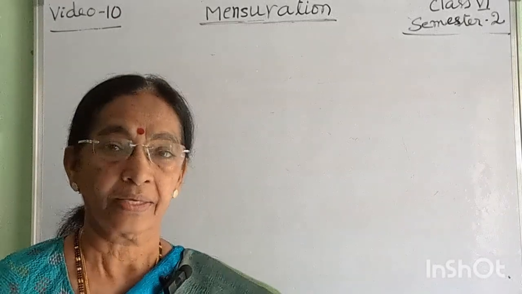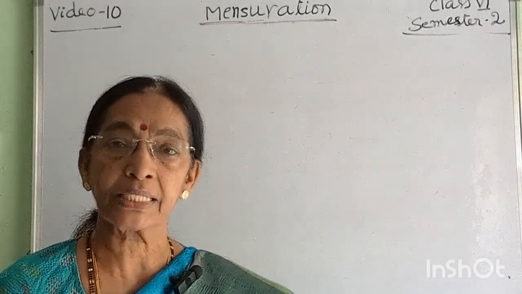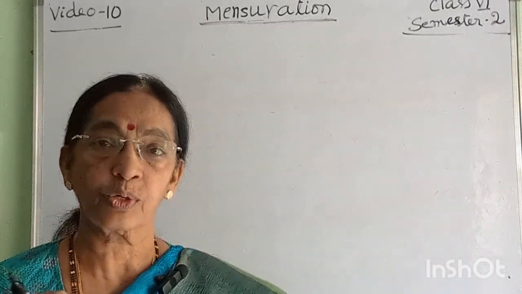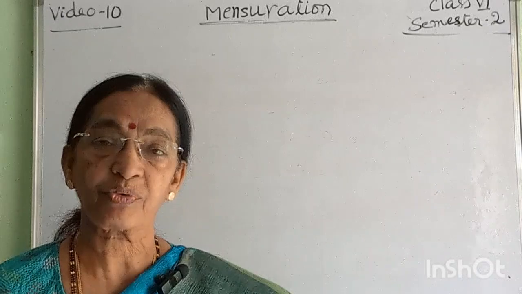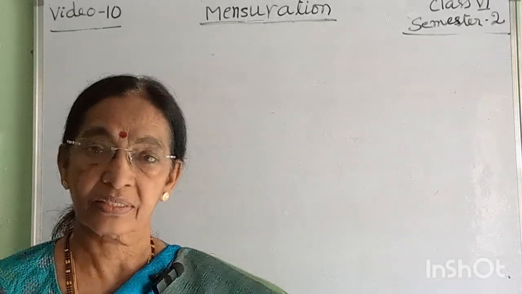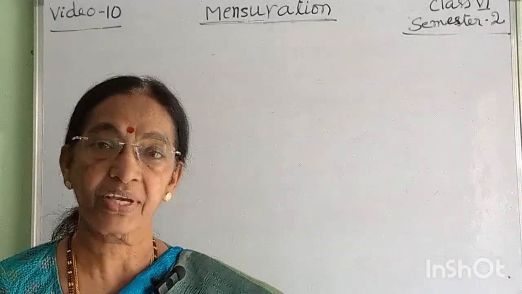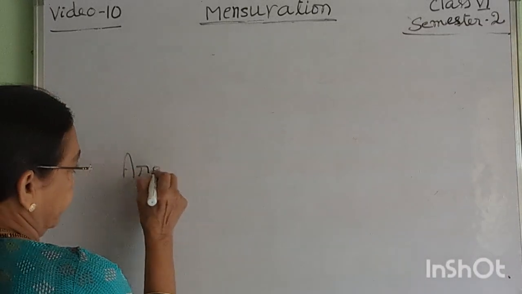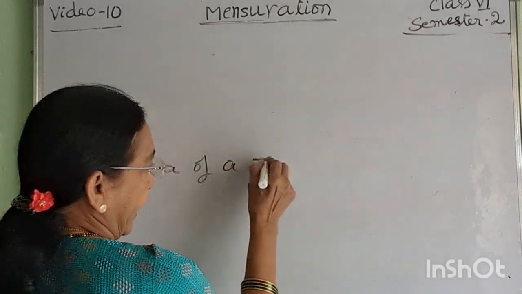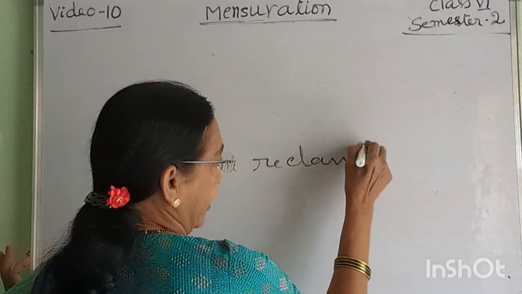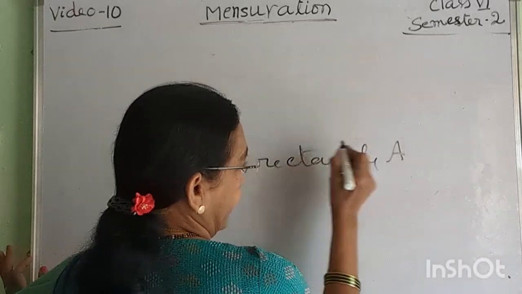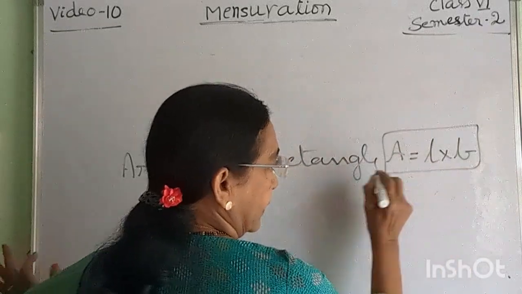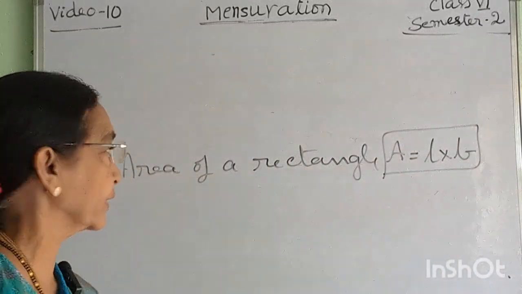Area of a rectangle, area of a square. The area of a rectangle is the product of the length and breadth of a rectangle, or A is equal to L into B. Area of a square is side square. So area of a rectangle is equal to length into breadth.